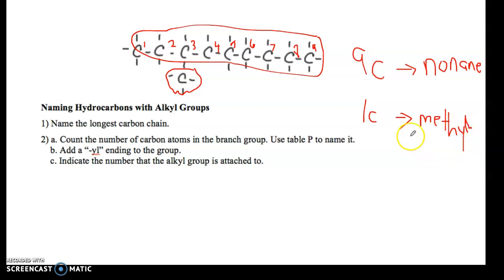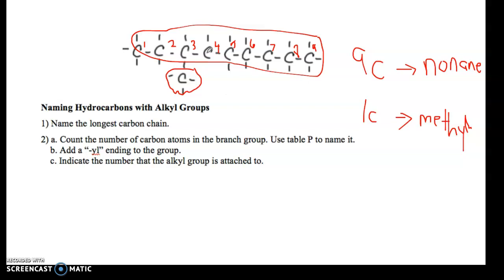Real simple. But now I need to know, where is this methyl? Think about this: nonane is the street. Methyl is the apartment building. We now need to know the apartment number. So we need to know the exact location of where the methyl branch is. Now, I started off my numbering from left to right. You must always be consistent with your numbering. You can't just change it. If you counted from left to right, you need to continue with left to right. However, you're going to start counting from the side that is closest to the branch.